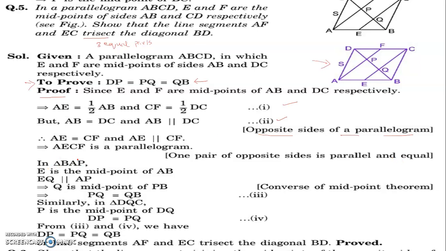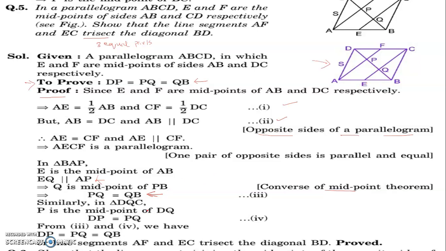Now see triangle BAP. E is the midpoint of AB, and EQ is parallel to AP by the converse of the midpoint theorem. And Q is the midpoint of PB, which implies PQ is equal to QB. PQ is equal to QB.